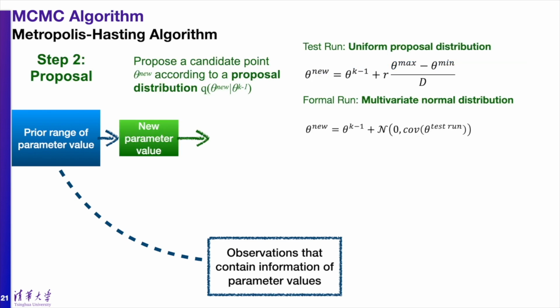In the second step, we need to propose candidates of parameter value, so that we can select the candidates by a certain algorithm. In MCMC, actually there are two runs to propose the candidates. One is the test run, and another is the formal run. We will discuss later why there are two types of proposal distributions.